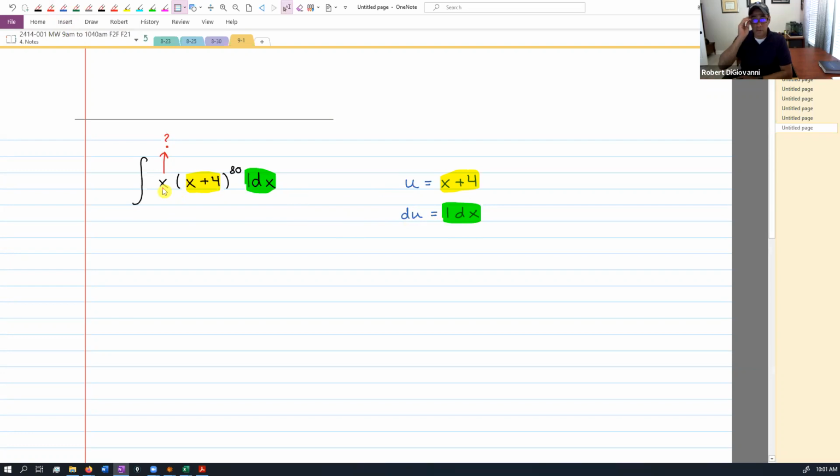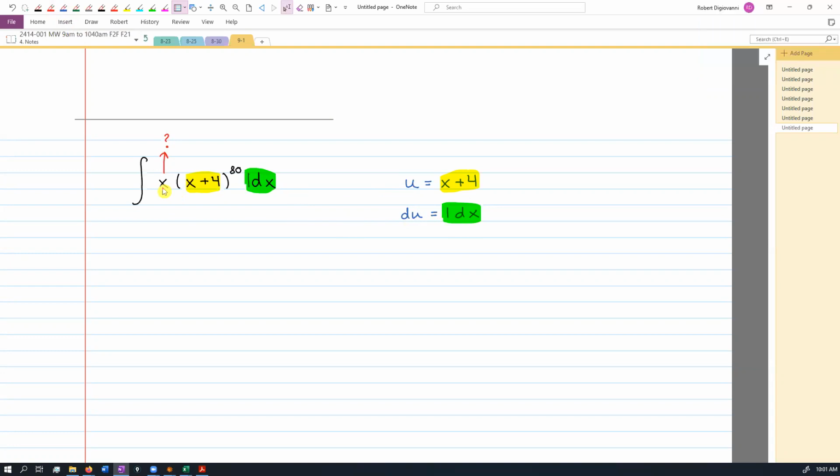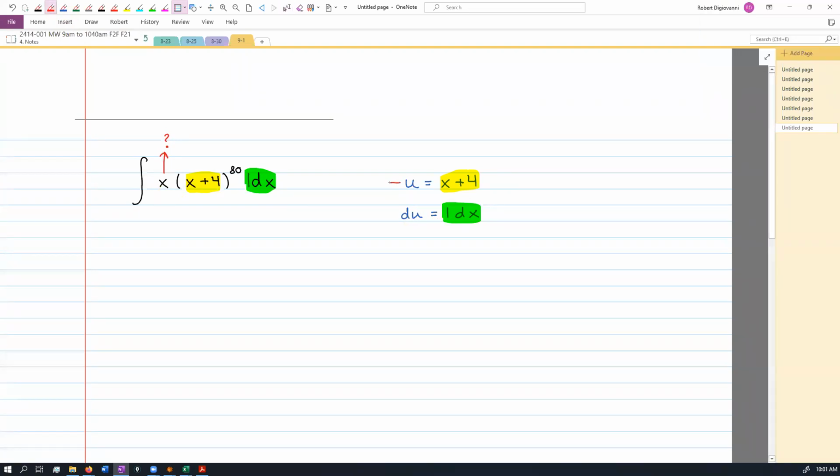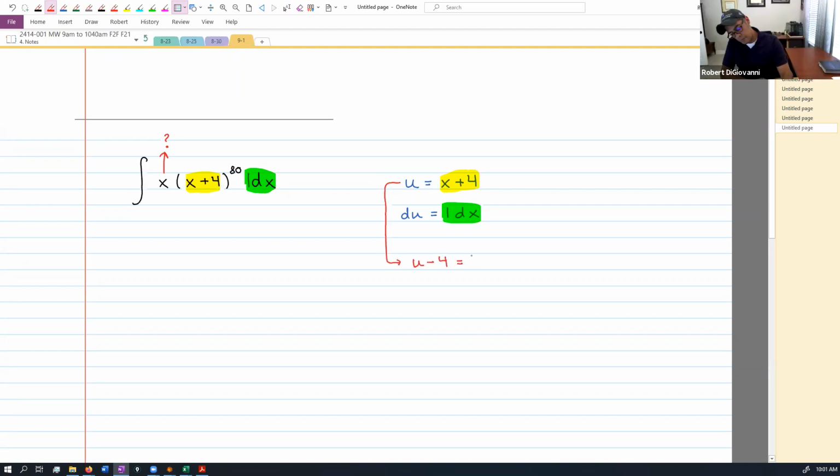Any ideas? You have to change it to u's, because remember I said you can't have x's and u's mixed together. u minus 4. So where are you getting that from, Ian? You isolate the x in u equals x plus 4. There you go. So Ian's saying, well, wait a minute. We said that u is equal to x plus 4. So if I want to know what x is, all I have to do is move the 4 over, and x would be u minus 4.